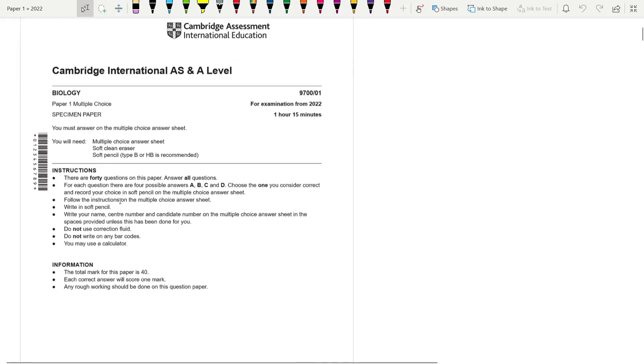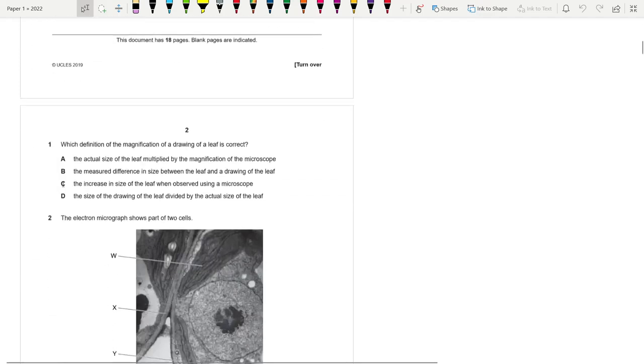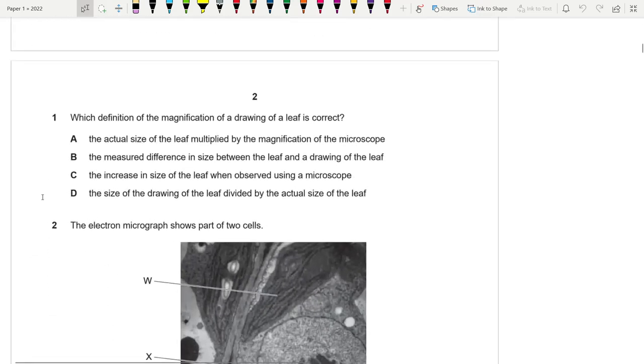Okay, so from 2022 onwards, you're gonna have 1 hour 15 minutes. 15 minutes have been added to the paper. Cambridge basically wanted consistency between all the papers, right? So now you have 1 hour 15 minutes for all three science papers: physics, chemistry, and bio. So let's begin with question number 1.